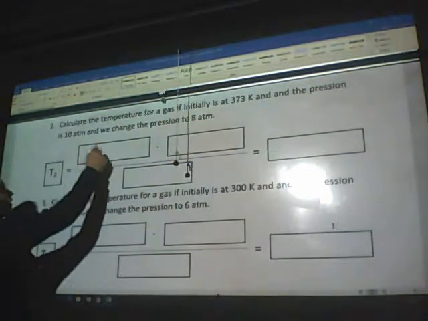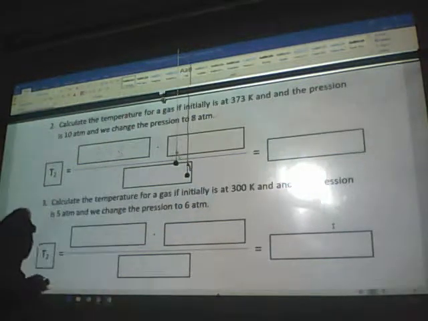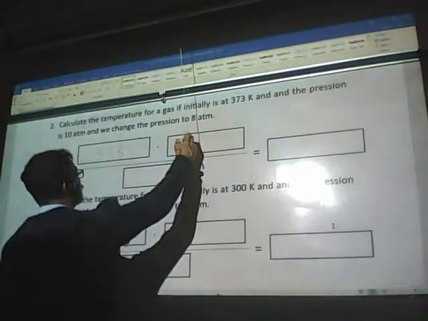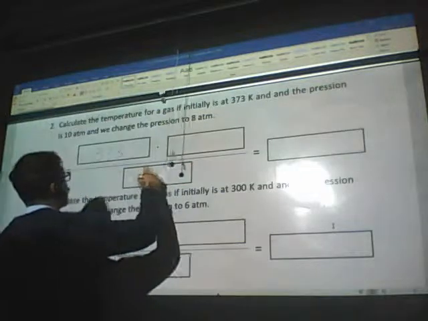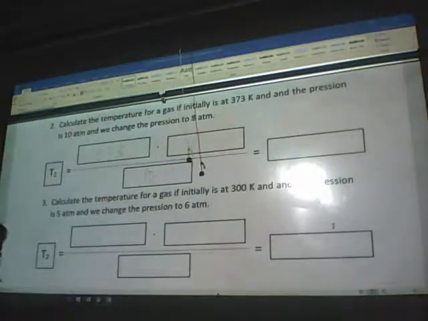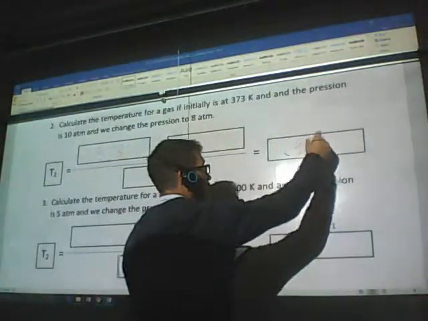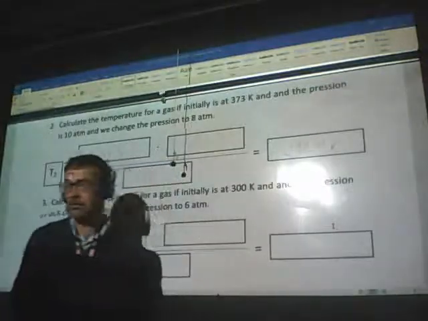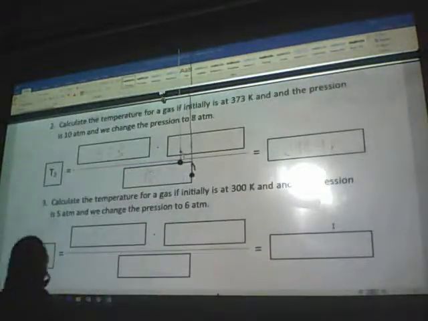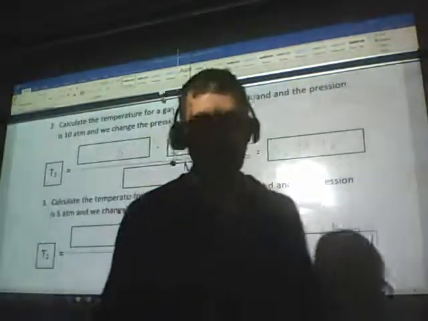Initial temperature, final pressure, initial pressure. Okay? Now we are lowering the pressure, so the temperature should be less. Okay? As you can see, the temperature goes down as you lower the pressure. Okay? And that's all.